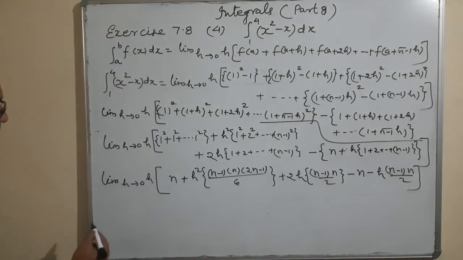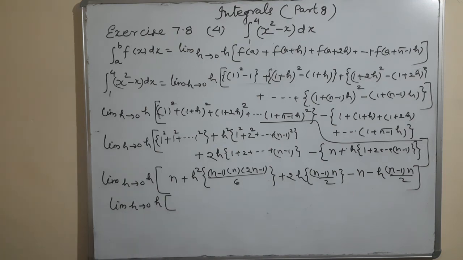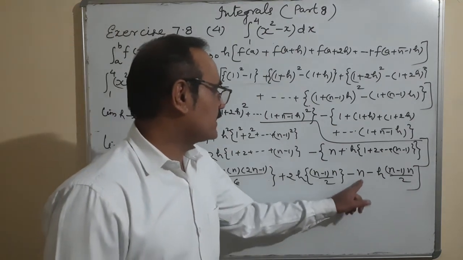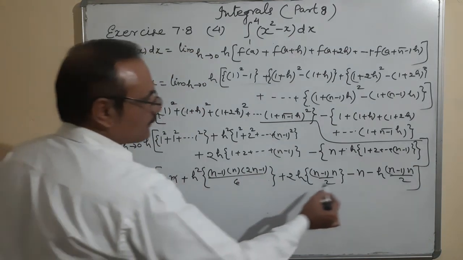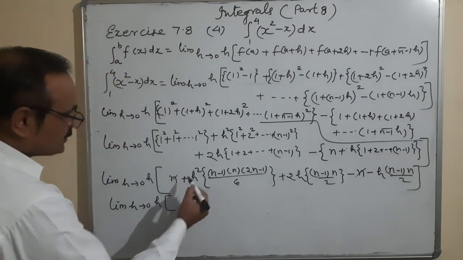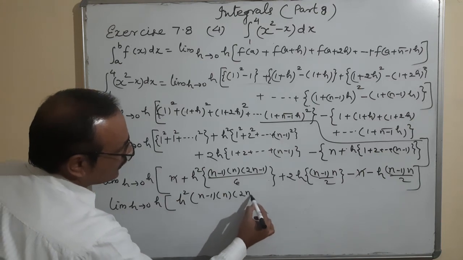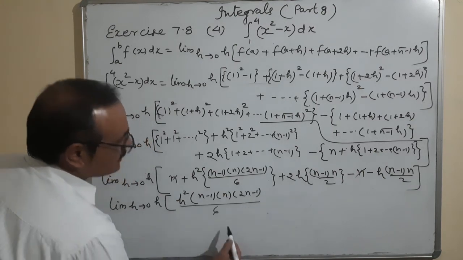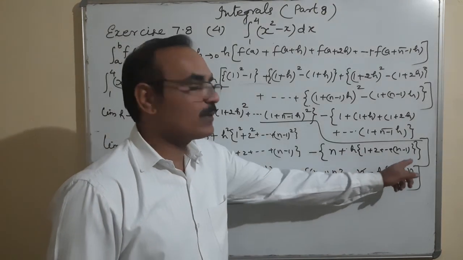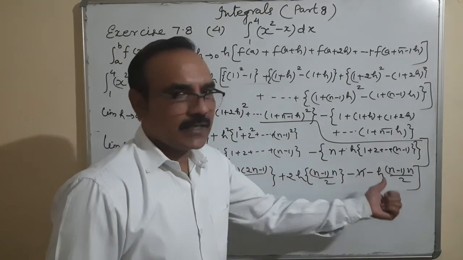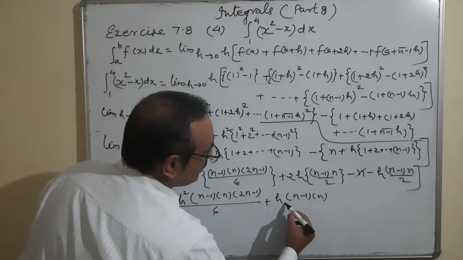Okay, now let us see the like terms. Limit h tends to 0. This plus n and minus n is cancelled. After that, h square (n minus 1) and (2n minus 1) upon 6, plus 2h (n minus 1) into n upon 2 minus h (n minus 1) into n upon 2. So 2h minus h is plus h (n minus 1) into n upon 2.